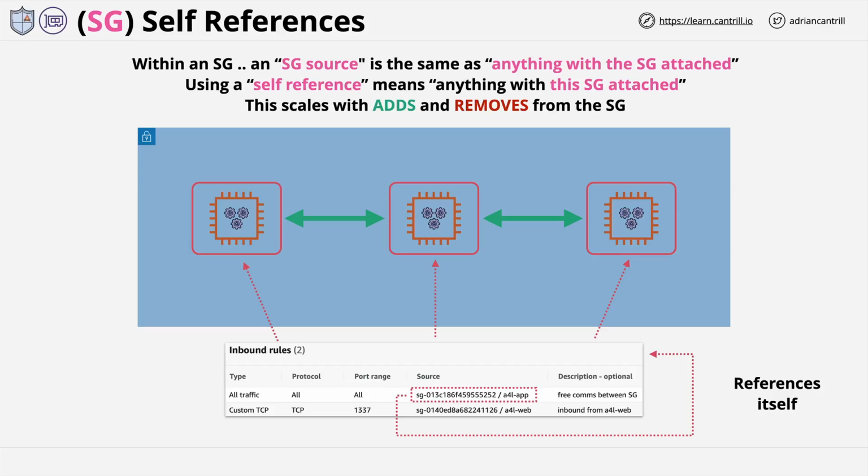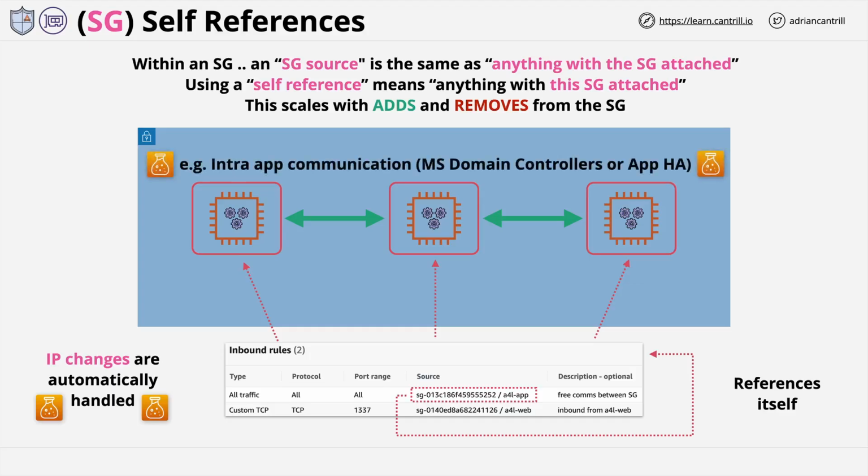It handles any IP changes automatically, which is useful if these instances are within an auto-scaling group, which is provisioning and terminating instances based on load on the system. It also allows for simplified management of any intra-app communications, and examples of this might be Microsoft domain controllers or managing application high availability within clusters. So this is everything I wanted to cover about security groups within AWS.